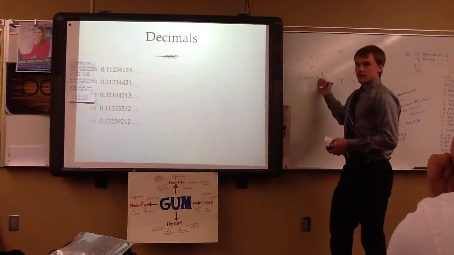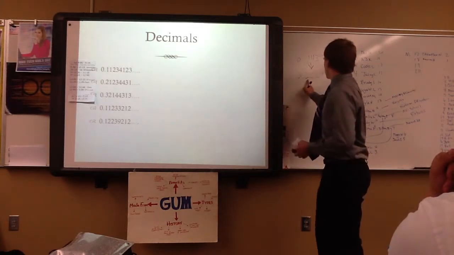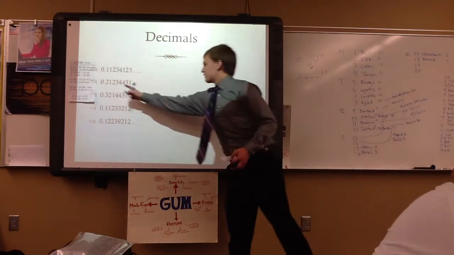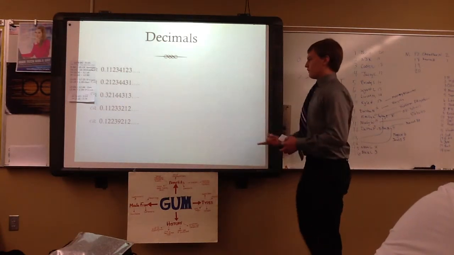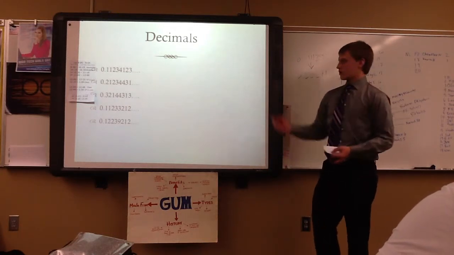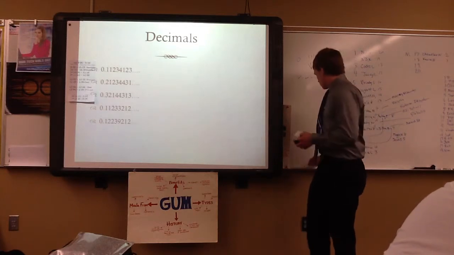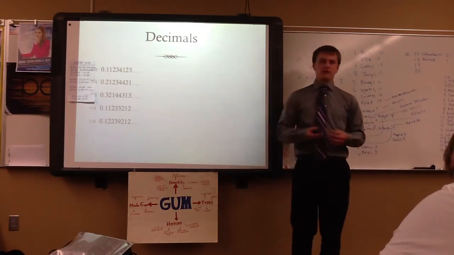So the number I've just made right here isn't on this list anywhere because it's different in the first place. Right here, it's different in the second place, different in the third place, different in the fourth place, and different in the fifth place. I just created a whole new number that doesn't occur anywhere on this list. So that is a bit of a loop for infinity and a whole new kind of infinity.